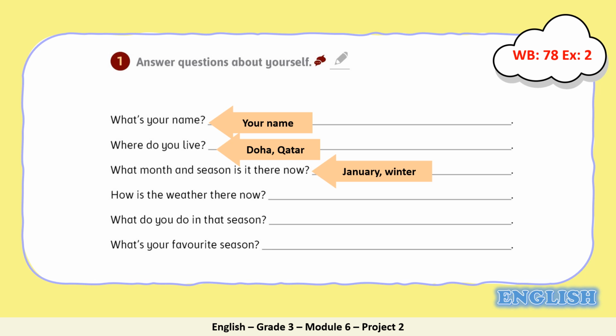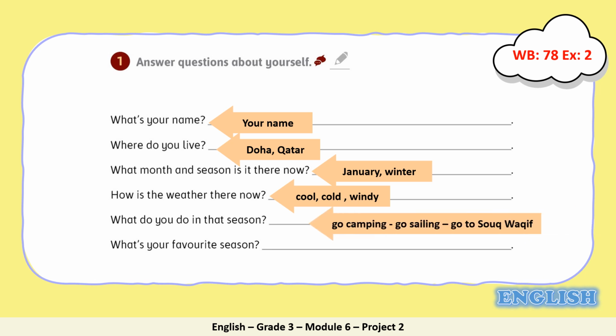In the next question, how is the weather there now? You can use one of the many words we discussed yesterday. Do you remember them? Words like cool, cold, windy, rainy. I know you remember. In the next question, what do you do in that season? You studied many phrases in your book. You can use one of them, like go camping, go sailing, go hiking. You can write whatever you like.